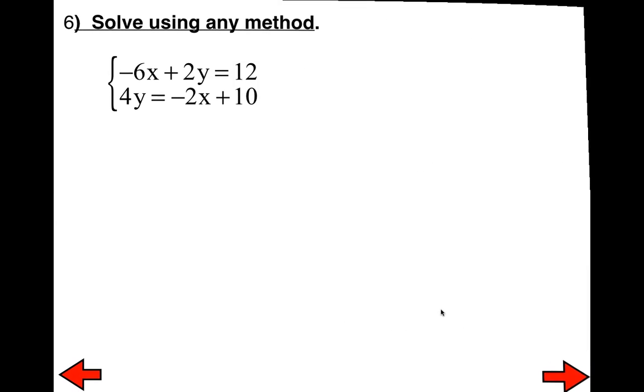Okay, so now let's go ahead and try number 6. Go ahead and pause the video and use whatever method you want to solve it. Okay, so now let's go over the answer.